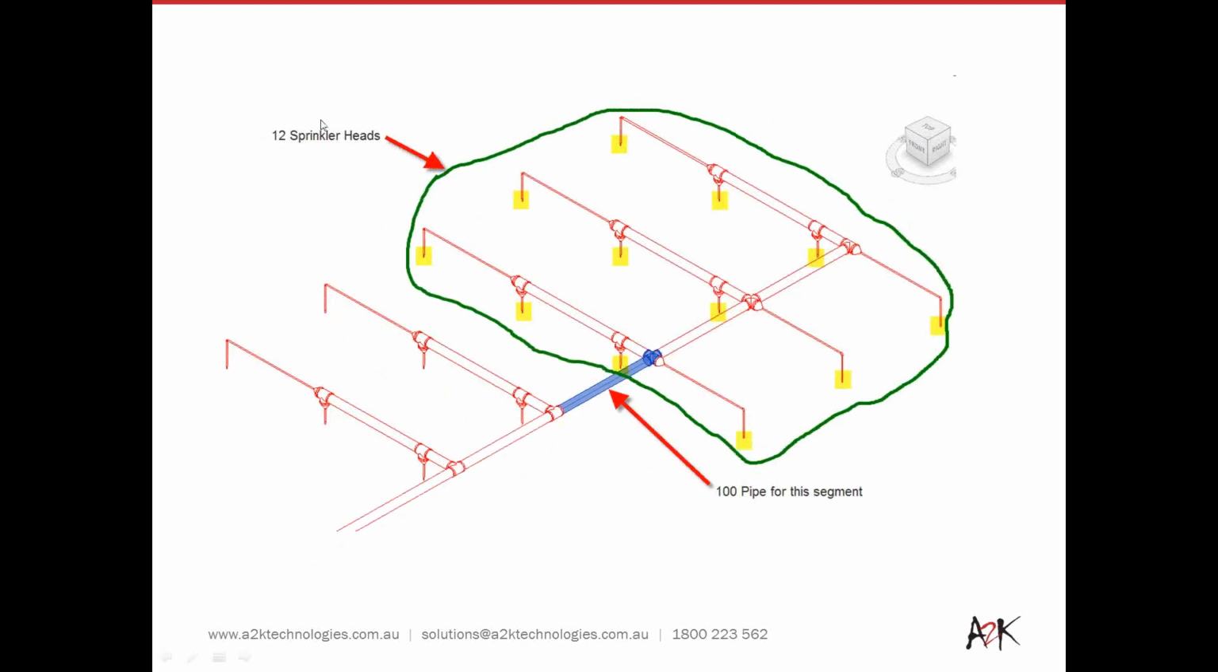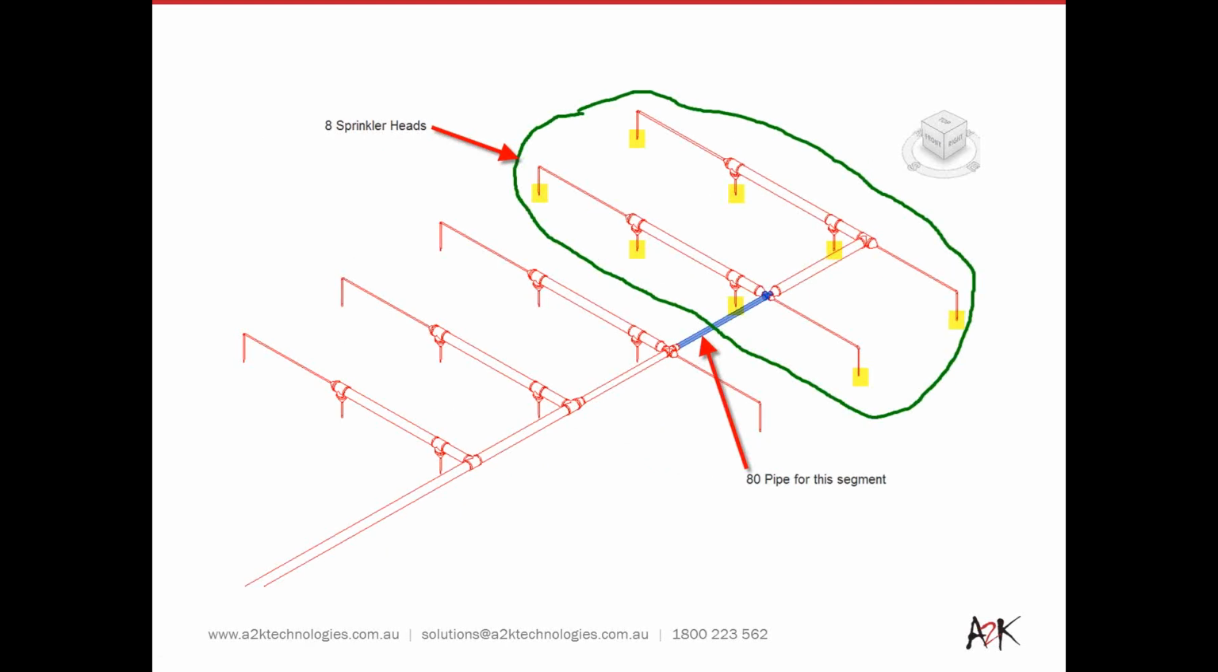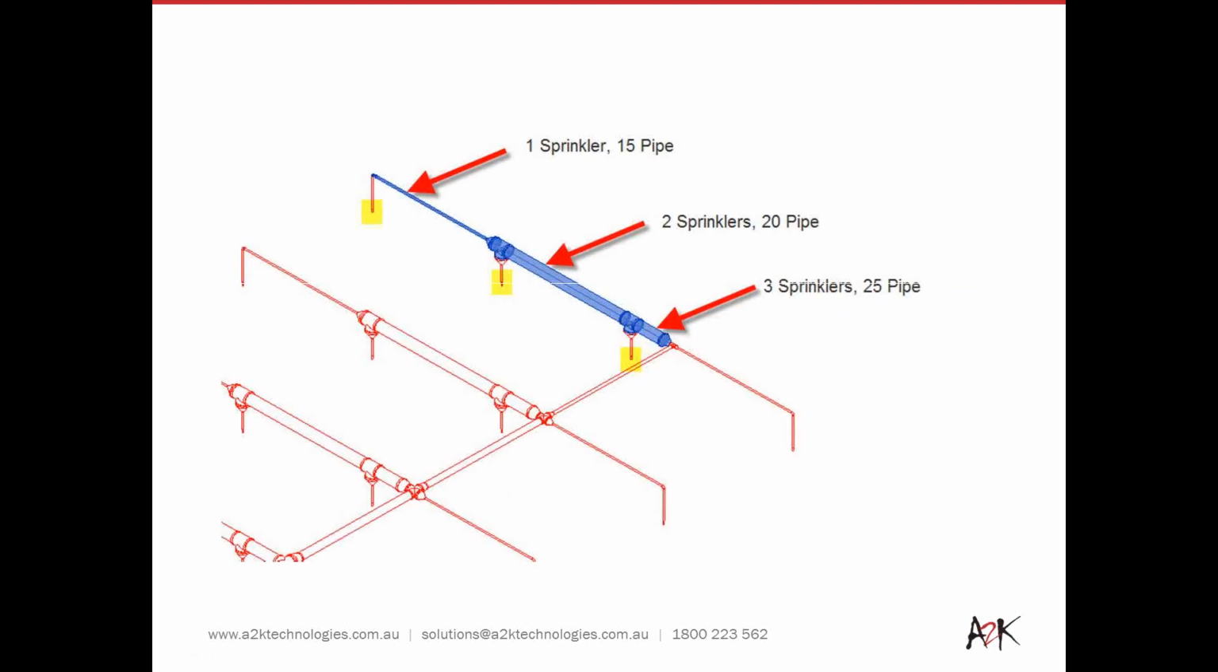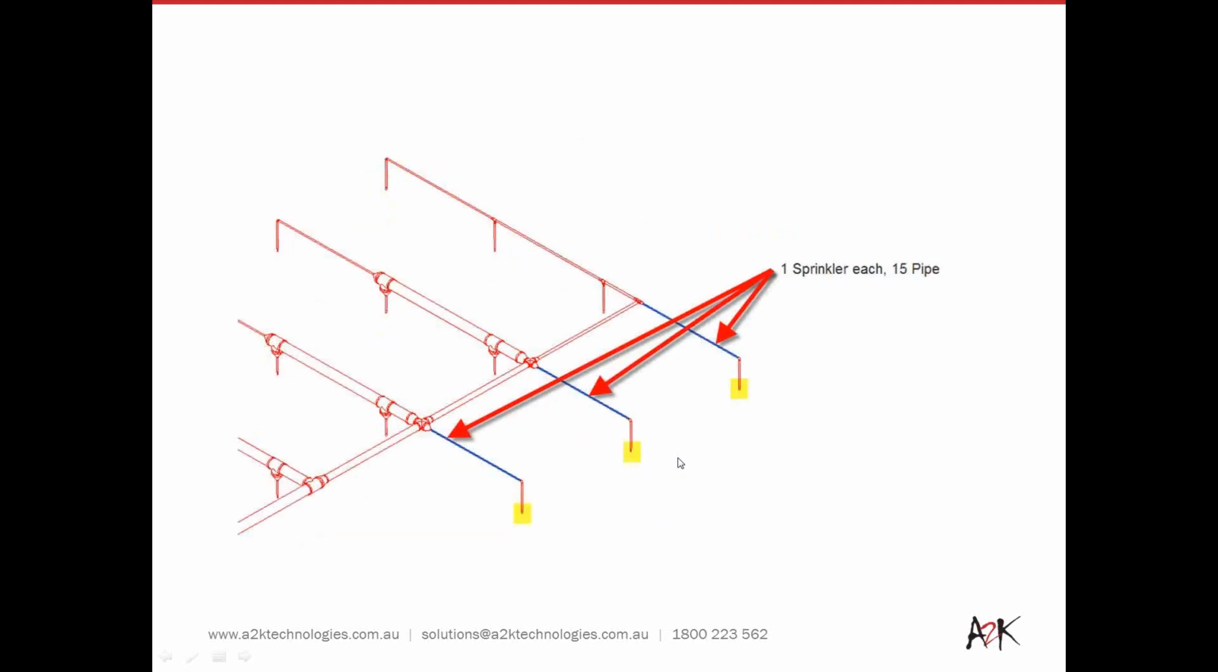The next segment's going to be 100 because we've got 12 sprinkler heads. The next one's 80, going by those rules, because we've got 8 sprinkler heads feeding. So that's this segment here, which needs to be 80. The last segment, up until the T at the end of the main run, is feeding 4 sprinklers, so it's going to have to be 32 diameter. And on each branch, we're going to have to do 25, 20, and 15 as it's feeding respectively 3 sprinklers, 2 sprinklers, and then 1 sprinkler. And on the other side, we've got 1 sprinkler, so we've got 15.